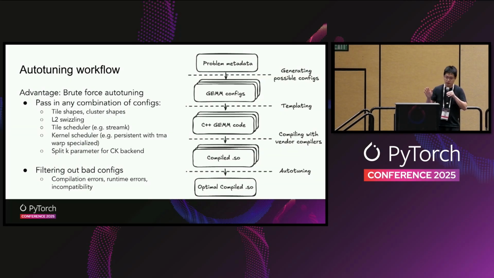So here's the auto-tuning workflow. I'm not going to talk about the picture on the right-hand side. It's just templating, compiling, and auto-tuning. I just want to highlight one advantage of this method: we don't have to think about it too much. We can just look at any combination of configs and pass them into the templates. It's going to generate C++ code, and then we try to compile it and run it. We don't guarantee that all of them are going to run or compile perfectly, but as long as we catch the failures, from the user's point of view you pass in the metadata and we give you a really nice gem to use.